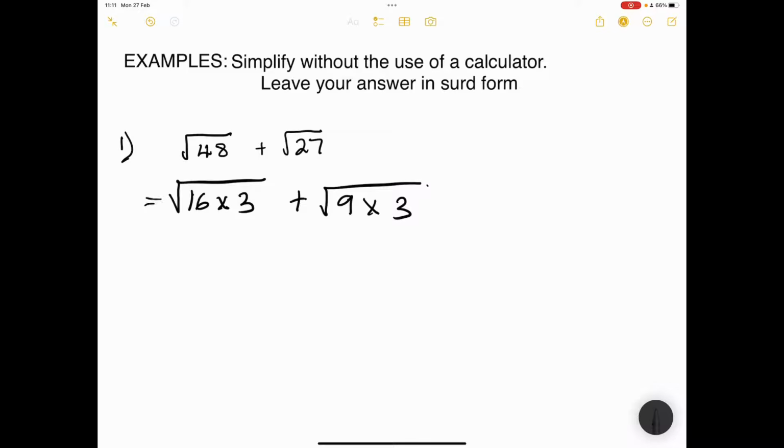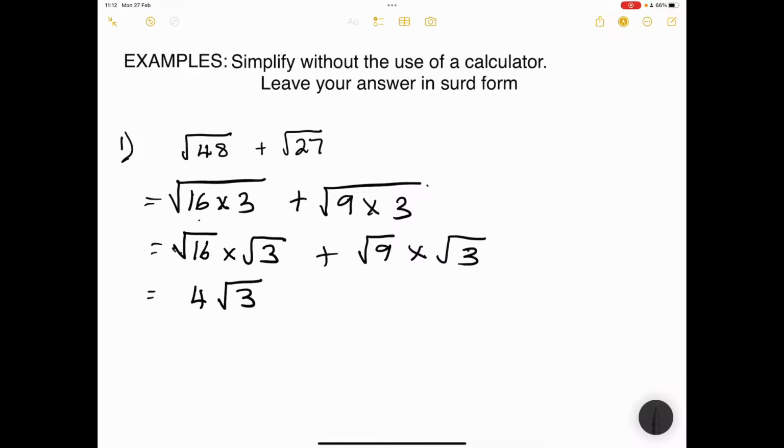So in this case, square root of 16 multiplied by square root of 3. If you watched our video on the multiplication of surds, you know that we can break it down, right? If we've got two surds, we can put them together under one surd. So square root of 16 multiplied by root 3, plus root 9 multiplied by root 3. Of course, square root of 16 gives us 4. So this would be 4 root 3 plus 3 root 3.